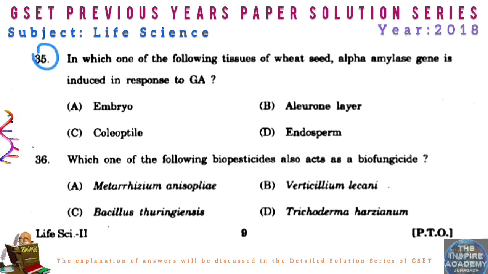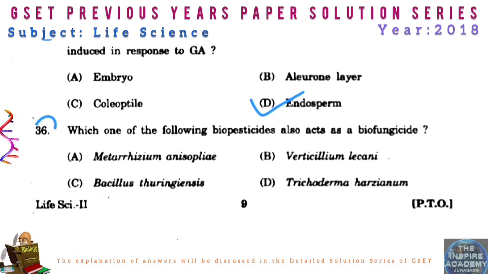Question number 35. In which one of the following tissues of wheat seed is the alpha amylase gene induced in response to gibberellic acid? Here the correct answer is endosperm. Question number 36. Which one of the following biopesticides also acts as a biofungicide? The correct answer is Trichoderma harzianum.